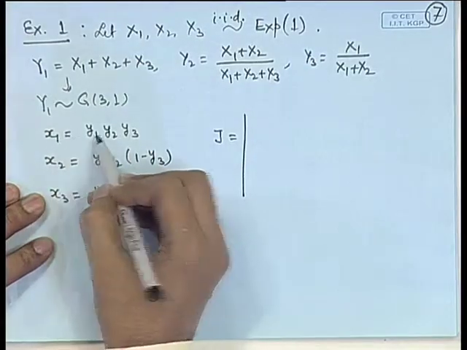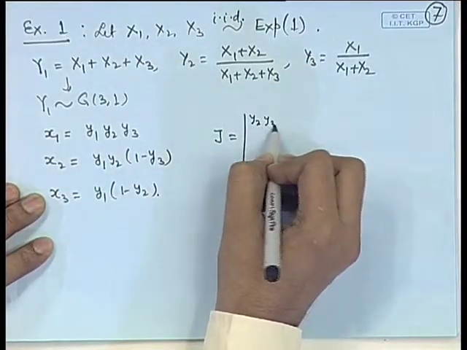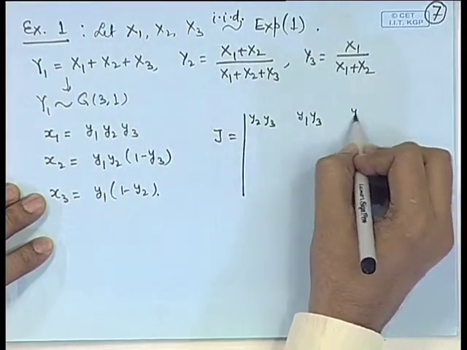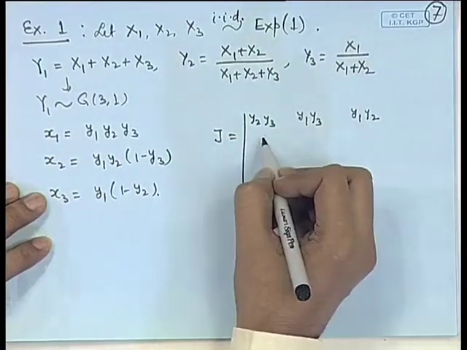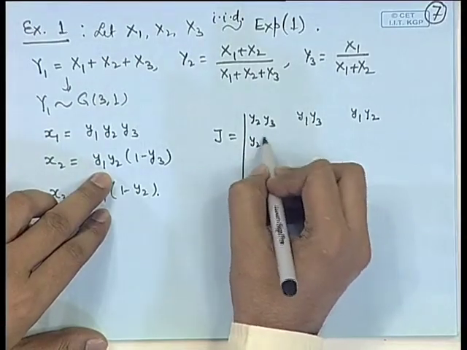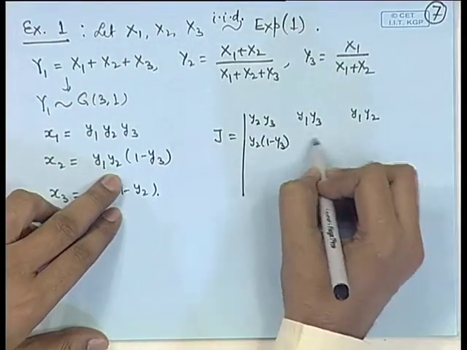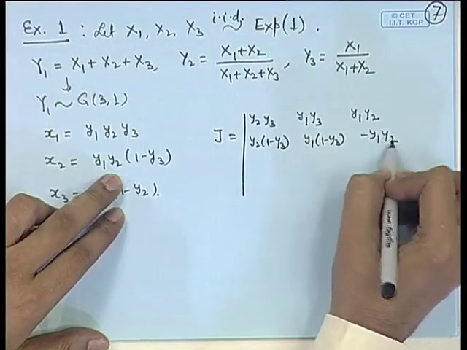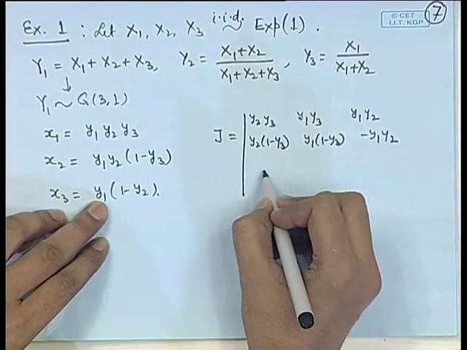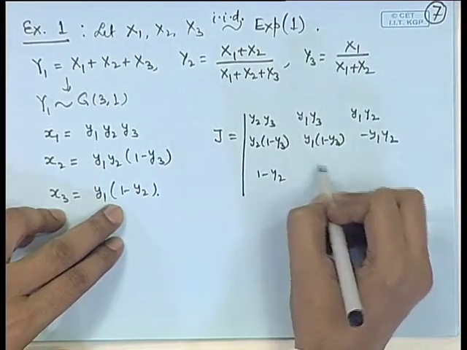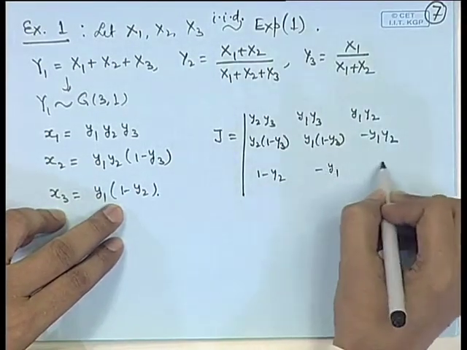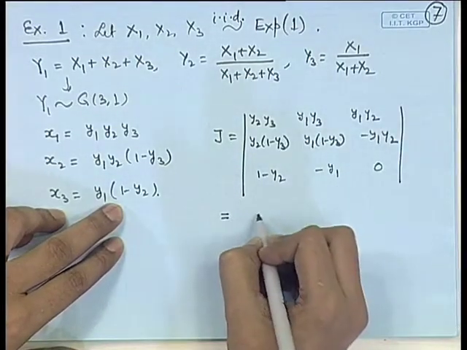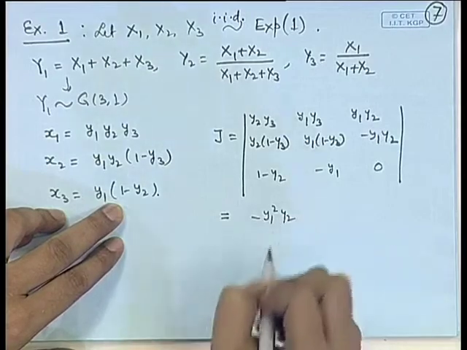Del x1 by del y1 is y2 y3, del x1 by del y2 is y1 y3, and so on. The next row is y2(1 - y3), y1(1 - y3), -y1 y2, and the last row is 0, (1 - y2), -y1. So, if we evaluate this, it turns out to be -y1^2 y2.